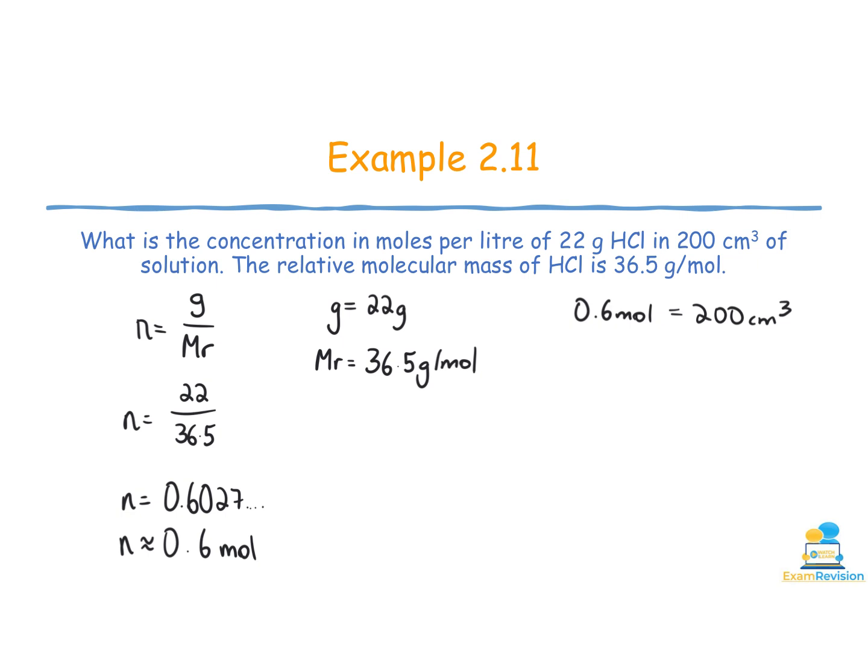It's asked us to express the concentration, or what is the concentration in moles per litre. We have it in moles, but we don't have it in litres. We have 200 centimetres cubed. Now, to keep it constant, I always go back to what 1 centimetre cubed is and then to 1,000 centimetres cubed. So I'm going to divide both sides by 200 and multiply both sides by 1,000.